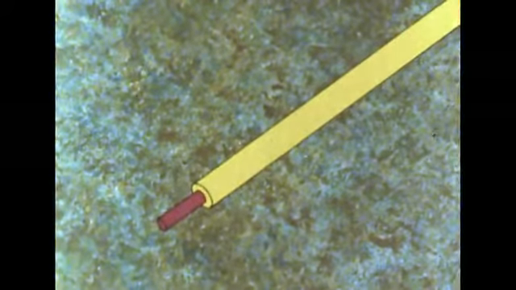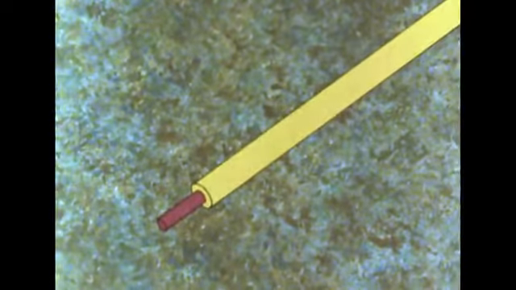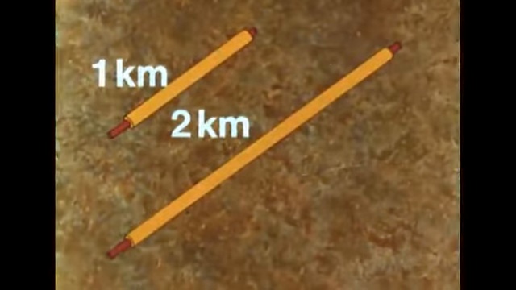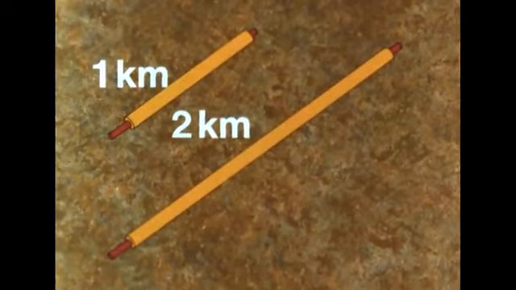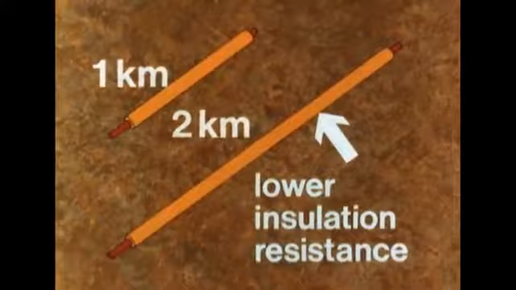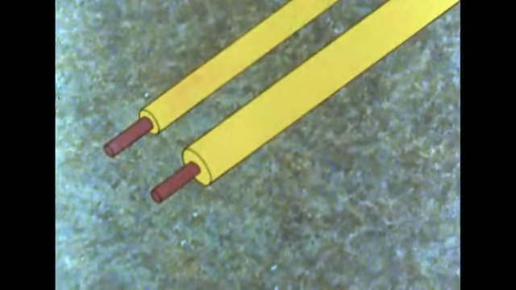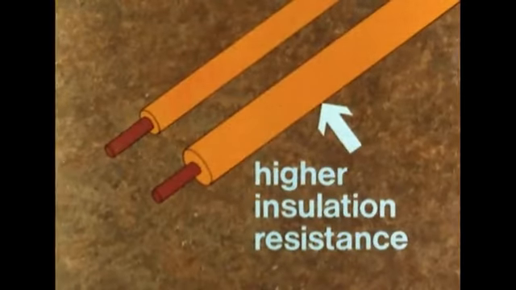Now, usually, the conductor carrying an electric current is a wire, and it is surrounded by a covering of insulation so that the current can't leak away. The resistance of the insulation itself, obviously, has to be very high indeed. But the longer the wire, the more chance there is of the current leaking away through the insulation. So the lower is the insulation resistance. On the other hand, if you double the thickness of the insulation, the harder it will be for the current to leak away. So the higher the insulation resistance.